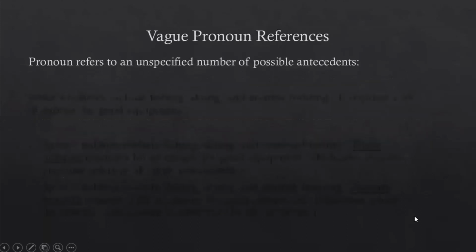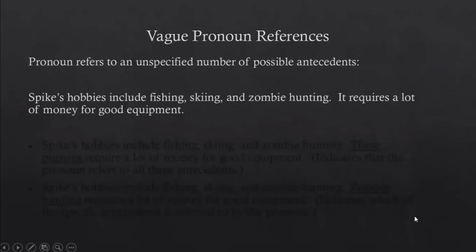Okay, let's talk about vague pronouns. These can take a couple of forms. One is they refer to an unspecified number of antecedents. So here's a sentence. Spike's hobbies include fishing, skiing, and zombie hunting. It requires a lot of money for good equipment. Now, the pronoun that we're concerned with here is it. It's vague because we don't know specifically which of these things requires a lot of money for good equipment. Could be any one of those, could be all of them.